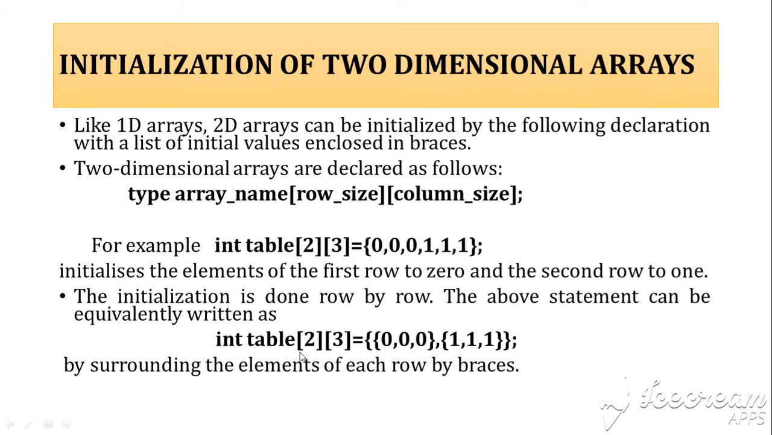The alternate way of doing the same thing would be as specified below. When you have a set of values enclosed within a pair of curly braces, it indicates the values for a particular row. So 0, 0, 0 goes into the first row, and 1, 1, 1 goes to the second row.